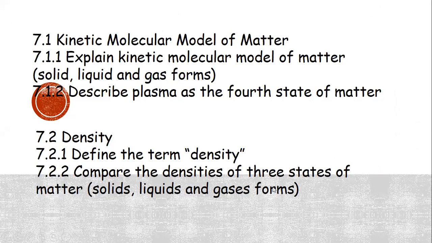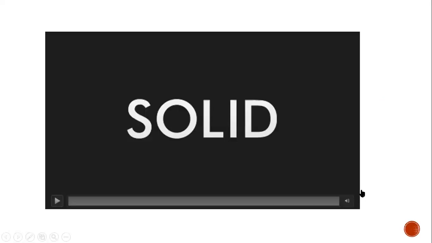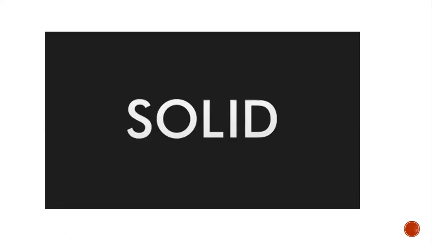Today in properties of matter, we are going to learn about the kinetic molecular model of matter and explain the solid, liquid, and gas forms, and describe plasma as the fourth state of matter. Then we are going to define the term density, and we are going to compare the densities of the three states of matter.